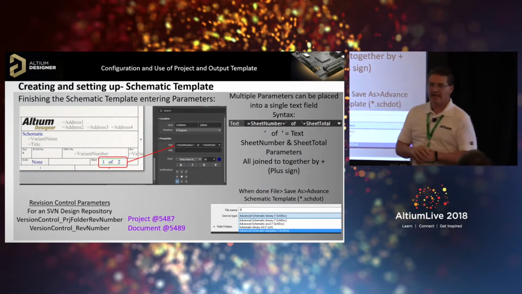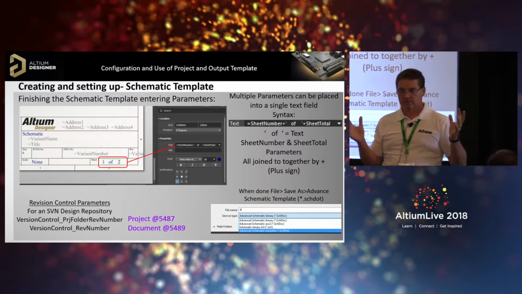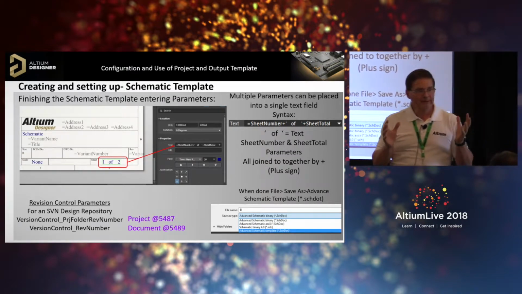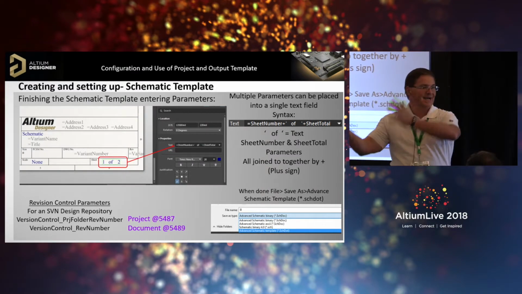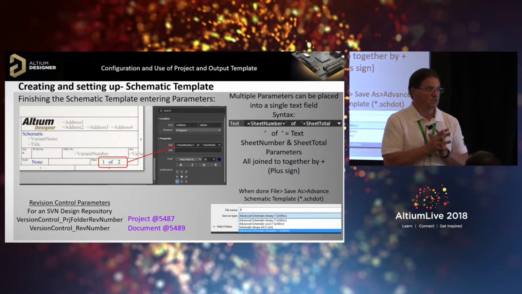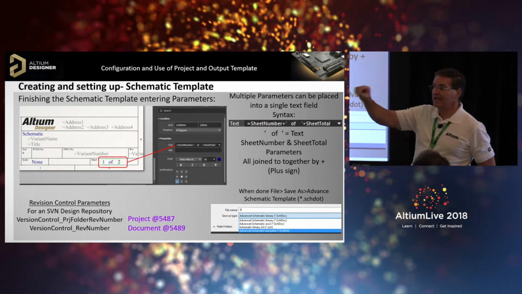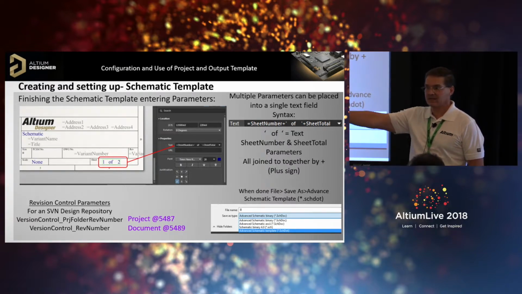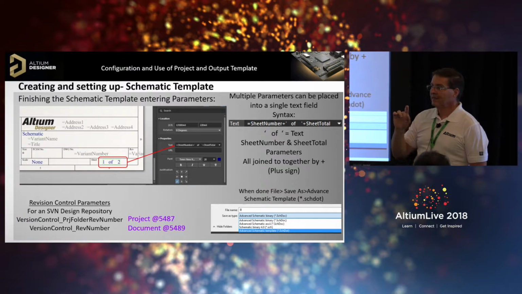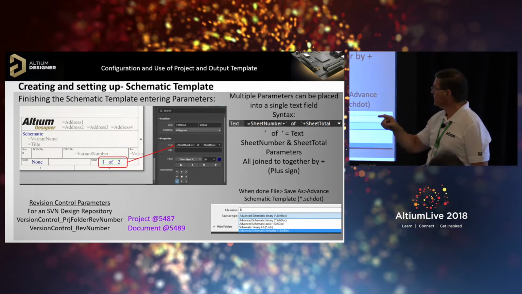We use an SVN. We use a design repository for all our designs. All right? And what happens when you save your design and you commit it back to the repository after you're done doing what you're doing, is it gives it a unique number. Every single file that you commit back, it gives it a unique number. That's a parameter. That is a parameter that you can use.